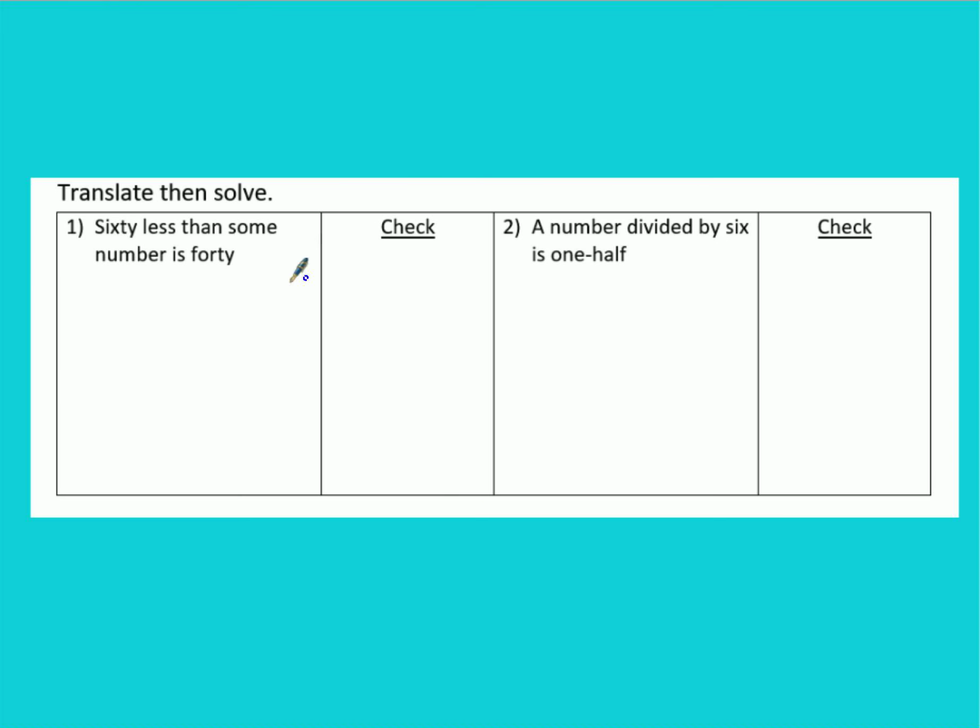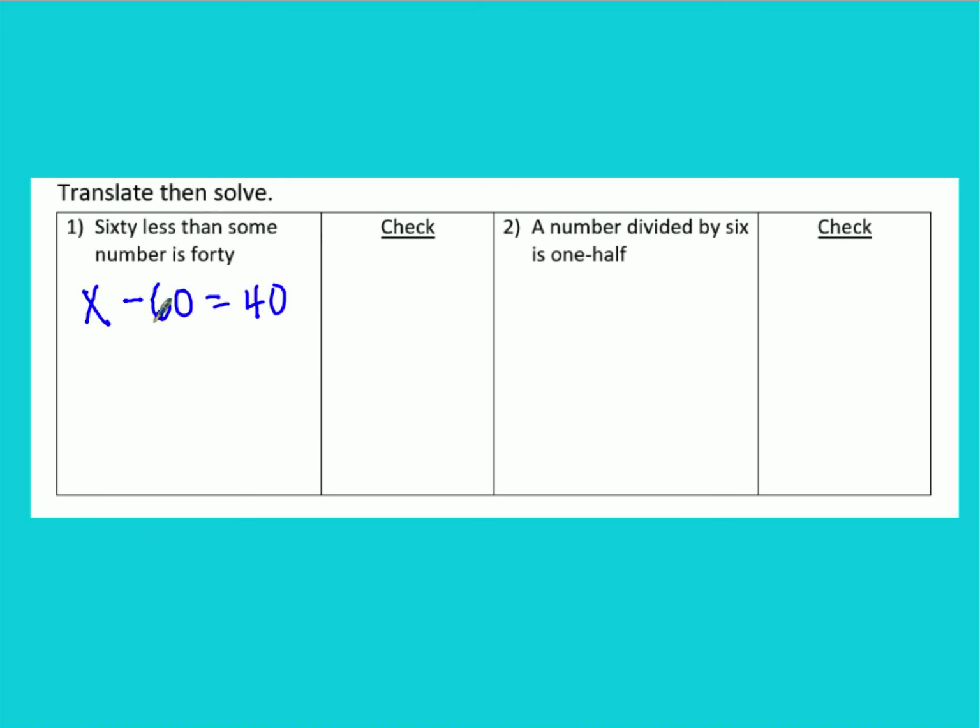Now sometimes you might see some word problems where you're going to have to translate the sentence into an equation before you can solve it. So in this case we have 60 less than some number is 40. So that turns into 60 less than is going to be subtracting 60 from some number. Well, we don't know that number, so we're going to call it x. And is just means equals, and that's going to equal 40.